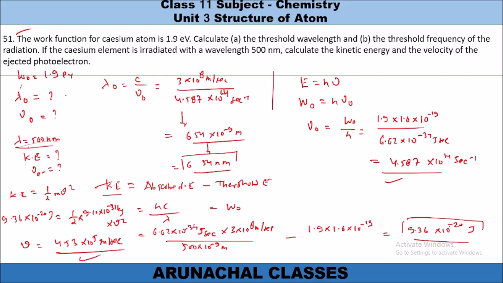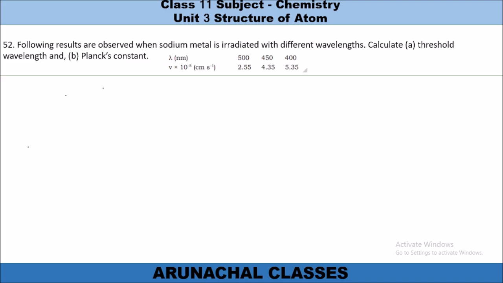Now moving to our next question, that is question number 52. Here the question is: the following results are observed when sodium metal is irradiated with different wavelengths. Calculate the threshold wavelength, that is lambda naught, and the Planck constant, that is h, as per the given data.